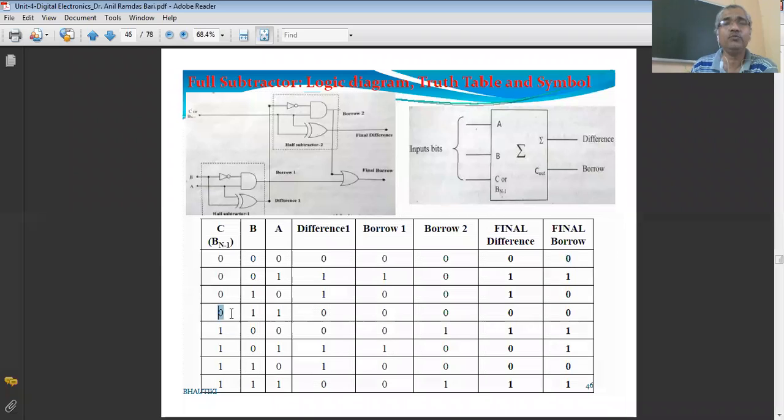So you go on putting the values of A, B, C as 1, 1, 1, all these values, and verify the output. You can easily understand how the output will be produced: difference 1, borrow 2, final difference and final borrow. Okay, so this is the full subtractor logic diagram.